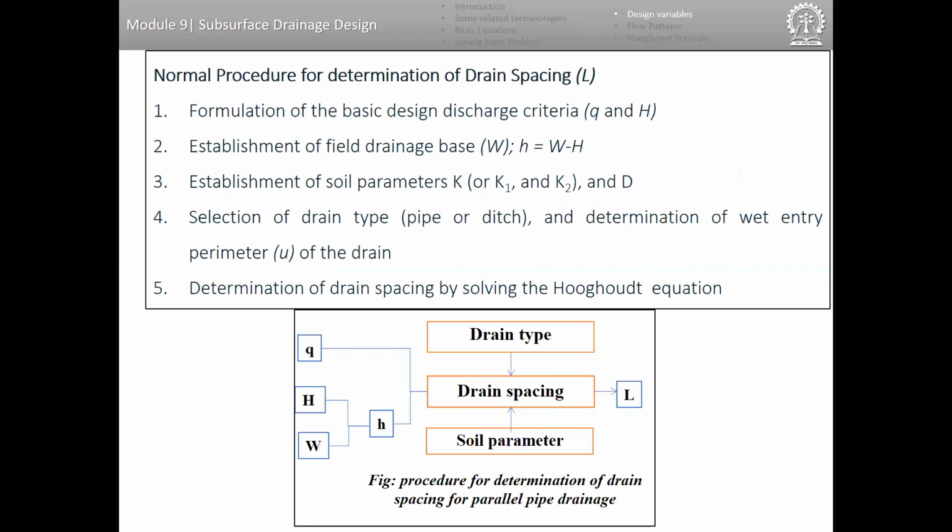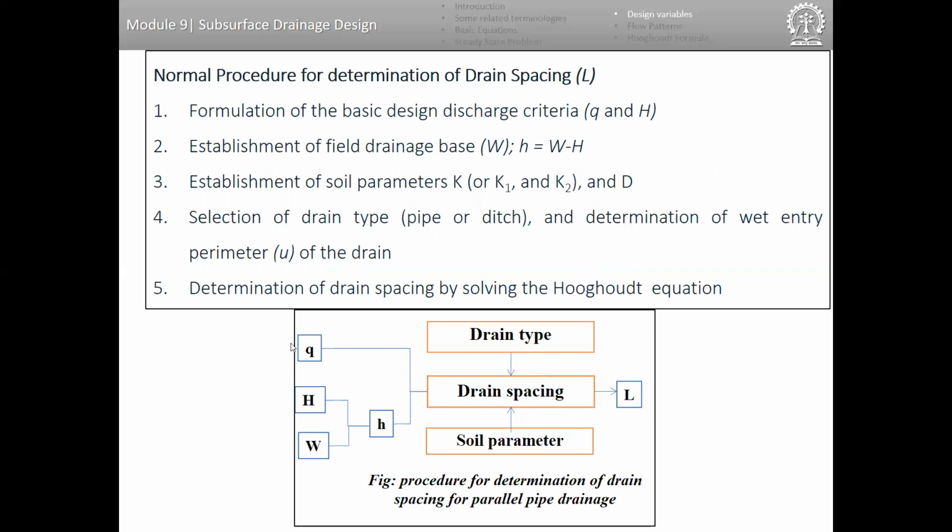Now, this shows the normal procedure for determination of drain spacing L. Ultimately, in most of the formulas, if you see the Hooghoudt formula or any formula, basically we are determining the spacing. So this is the step-by-step or normal procedure for determination of drain spacing.